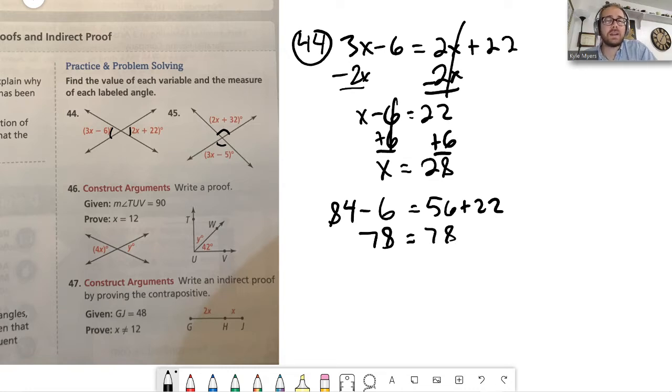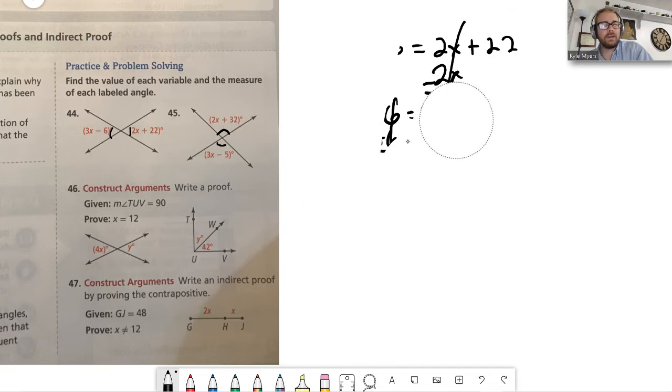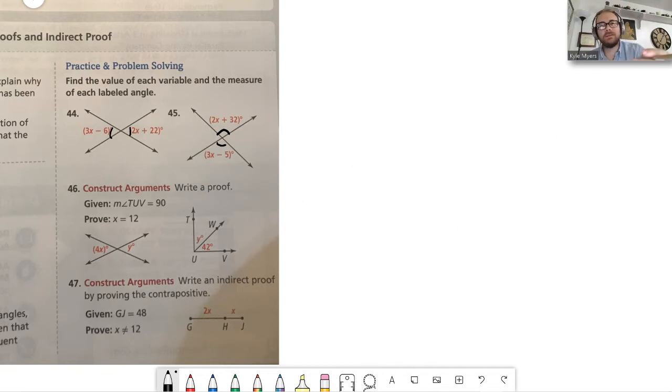So highly recommend, if you have time, to plug it into both. That way you know for sure that you have the right angle there. Right, so that was 44, the answer is 78. Next up is 45. The only thing funnier than 44 is 45.